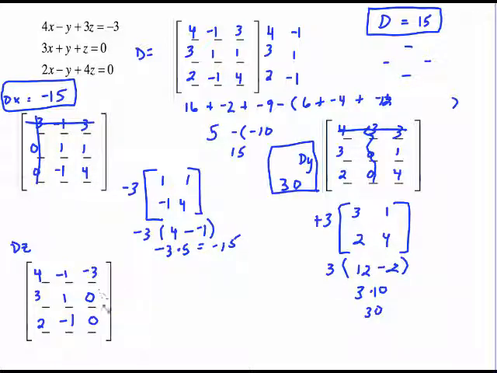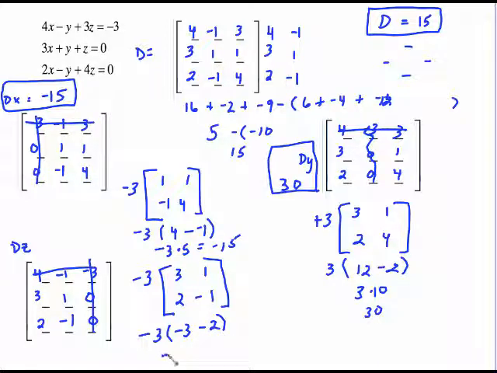Dz, there's my column with the zeros in it, so I would like to expand on the third column. That negative 3 is in a positive position, so I leave it alone. I strike the row and the column, and I have this determinant. So this will be negative 3 times 3 times negative 1 is negative 3, minus 2 times 1 is 2. So this is negative 3 times negative 5, which is positive 15.